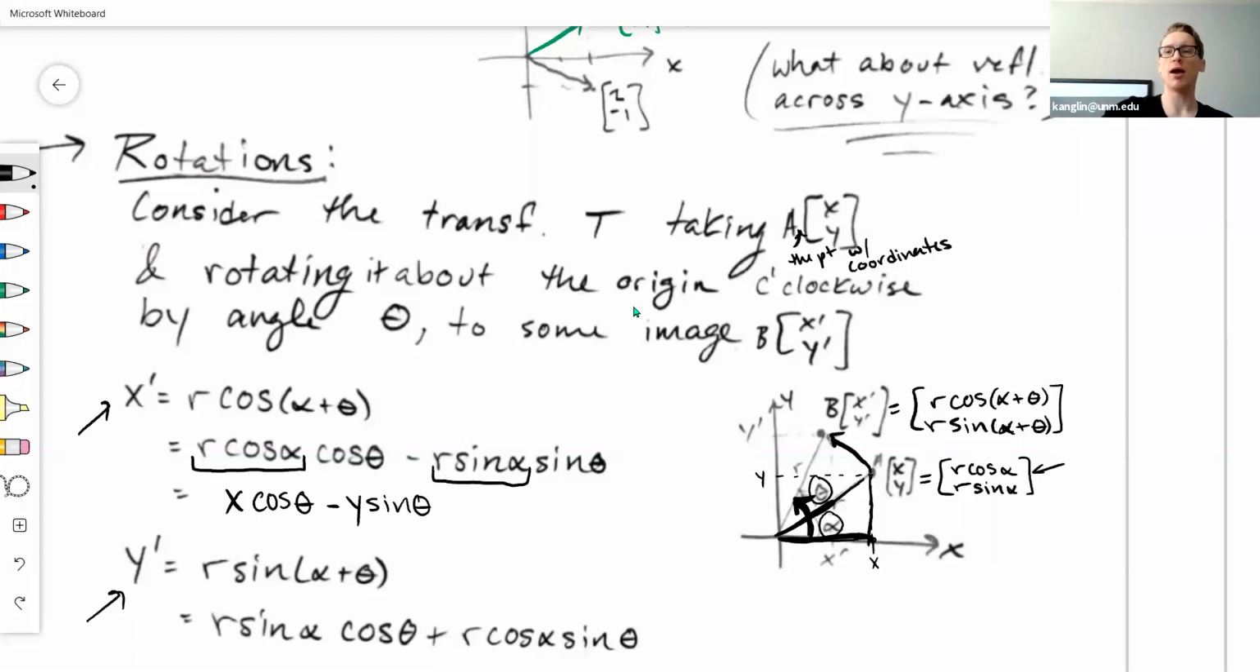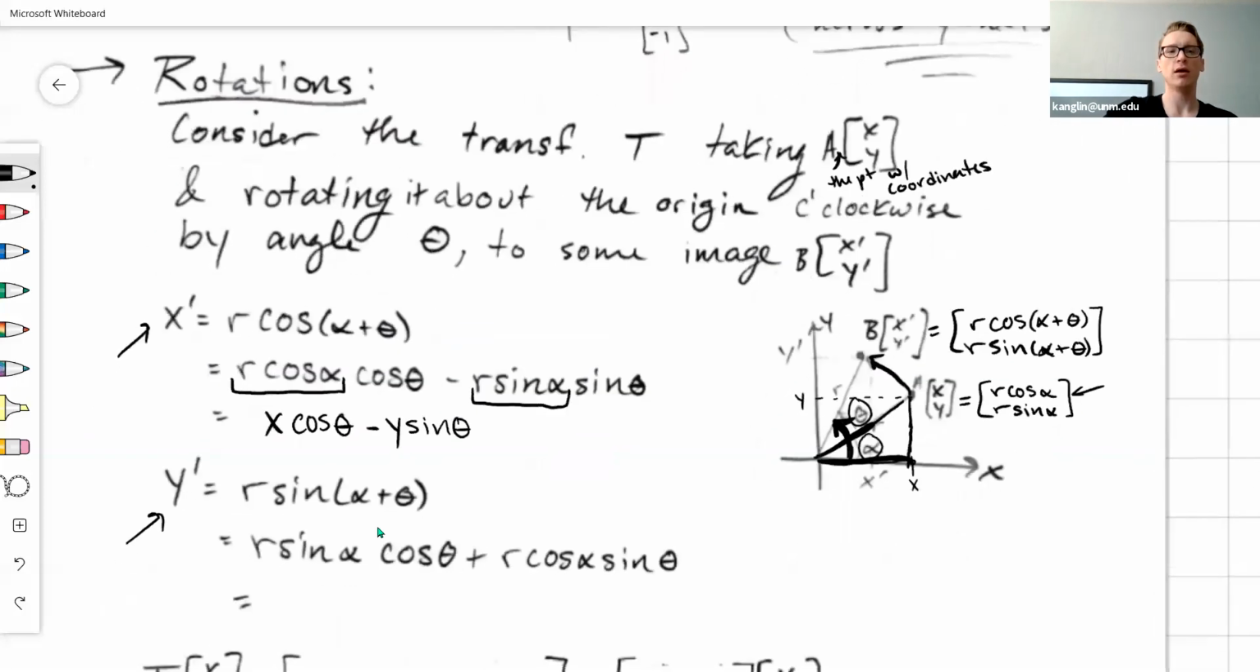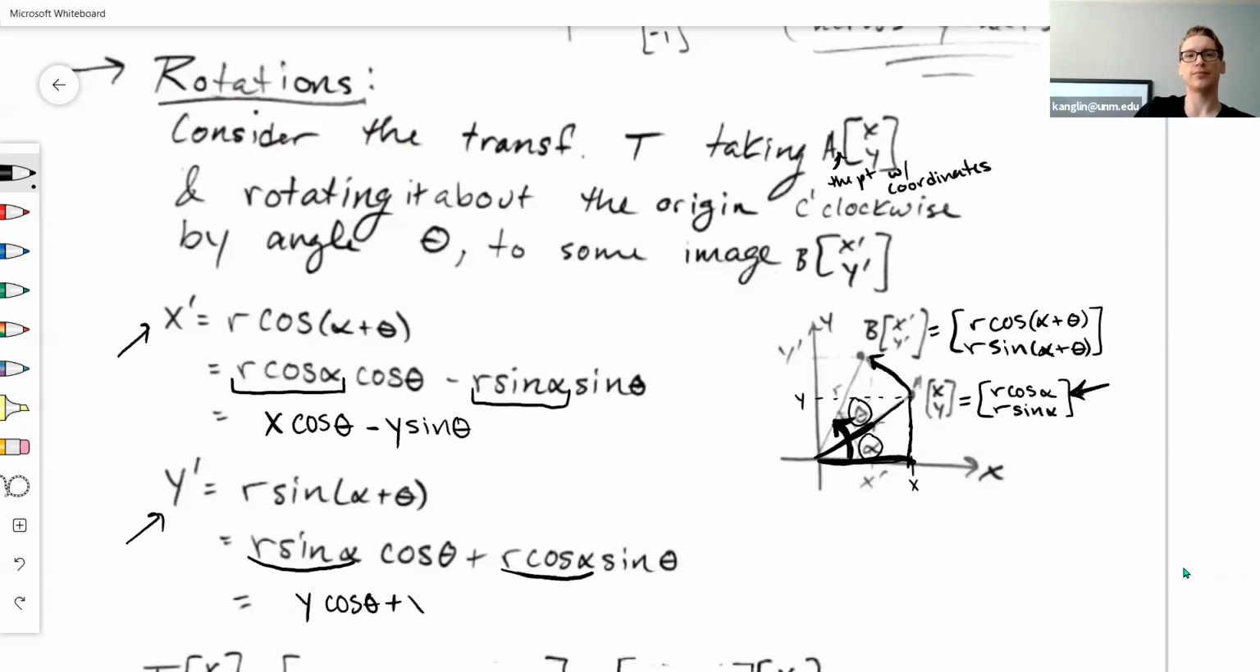Similar for the y prime, we can look at things the same way, right? Y prime over here was r sine of alpha plus theta. So we start there and apply an angle addition identity for sine. We get this result. You can check that. It works out pretty nice. But again, we see r sine alpha and r cosine alpha, which are the original x, y coordinates. This was y. This was x.